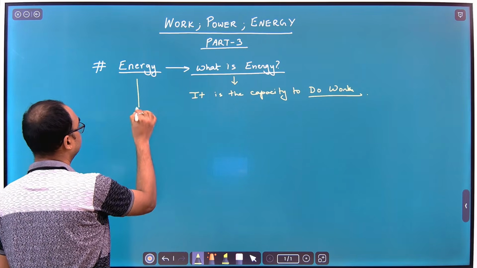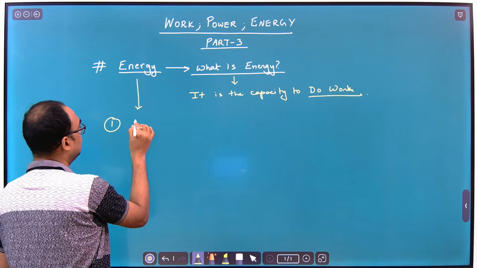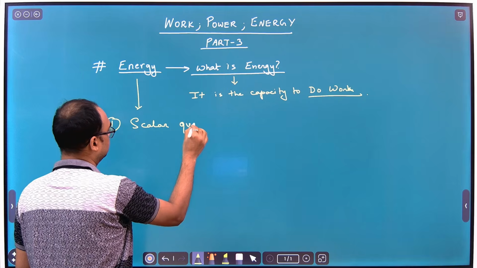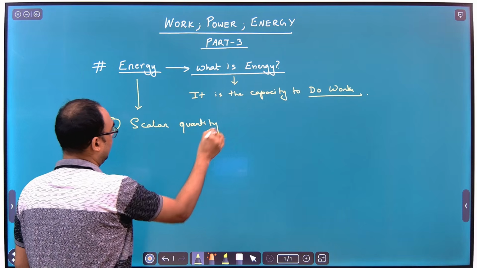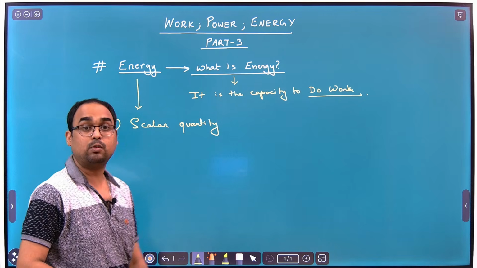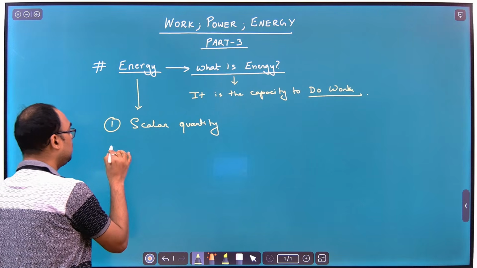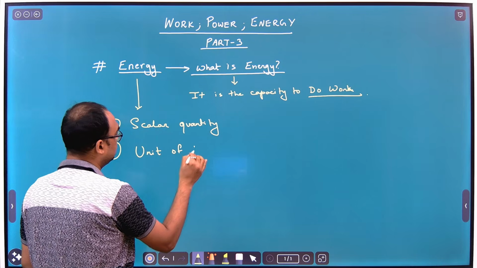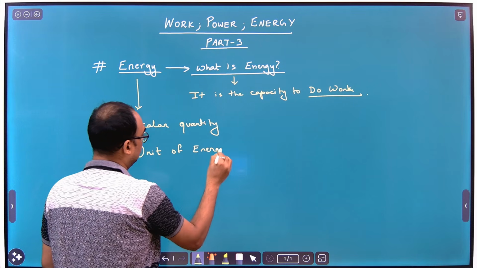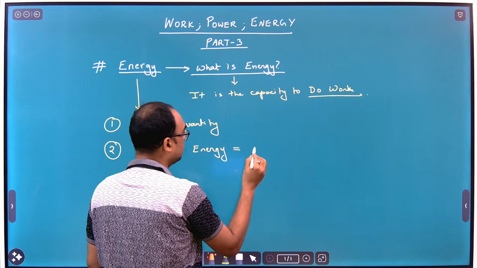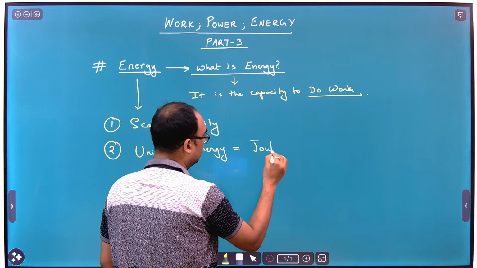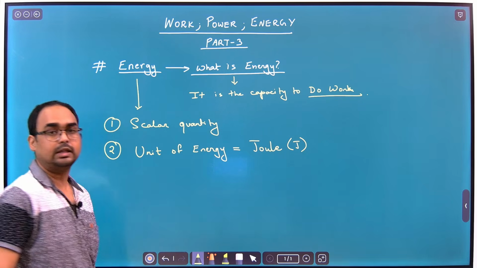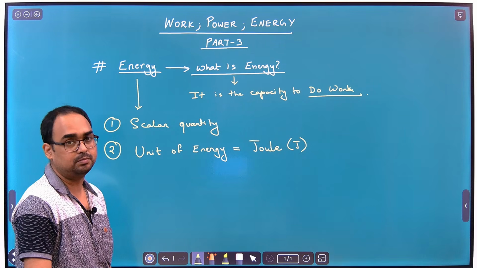Number one, energy is a scalar quantity, just like work done. Number two, the unit of energy is again the same as work done, that is joule. The SI unit of energy is joule.